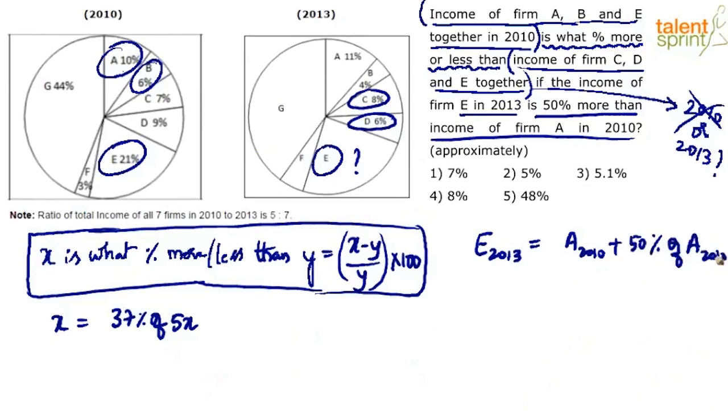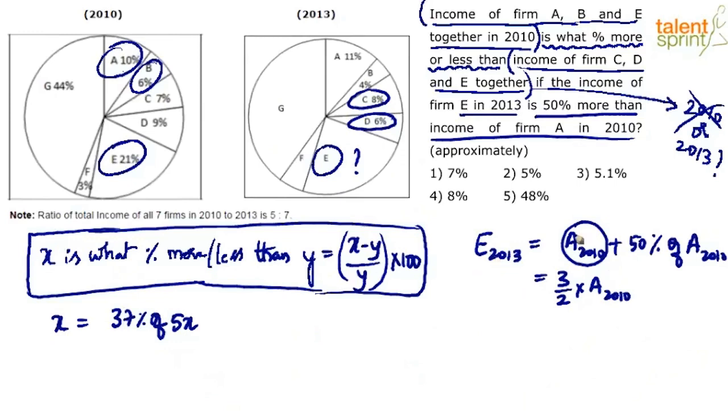Again, if you are smart, you will directly take it as 3 by 2 of A in 2010, because A in 2010 plus 50% is half of A in 2010. So if you take A in 2010 common, we will get 1 plus 1 by 2, which is 3 by 2 times of A in 2010. This is how you cut down the number of steps and keep it simple, right?